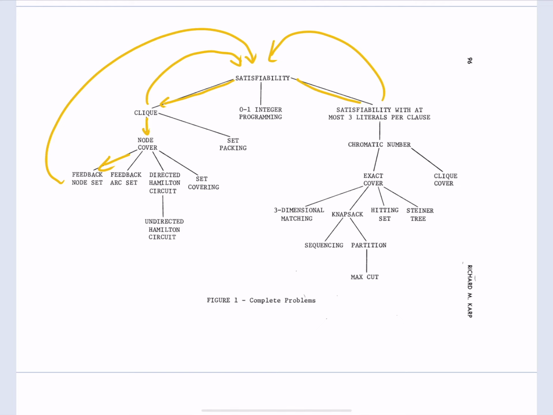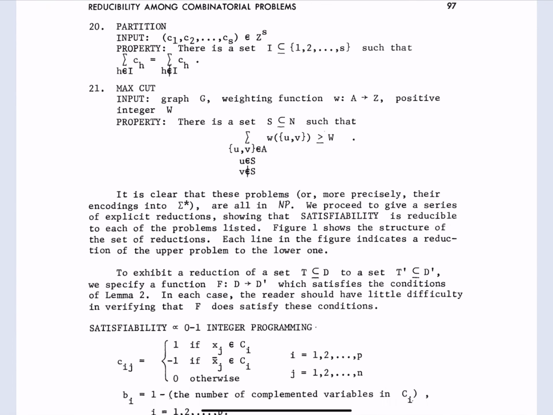Here's 3-SAT, right? 3-SAT can be used to solve SAT. And then chromatic number is a fancy name for coloring. We'll do that in a moment. Coloring can be used to solve 3-SAT. Exact cover and so on and so forth. It's also impressive that I don't know how they drew these things on typewriters, but they managed to do it. Okay, so that's his paper.